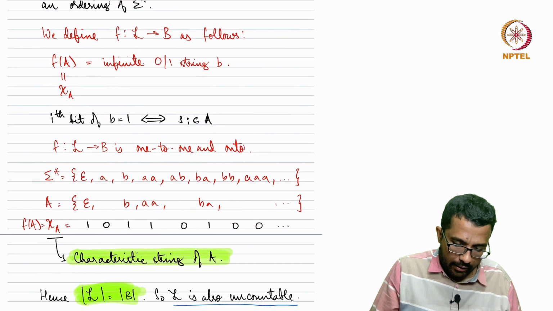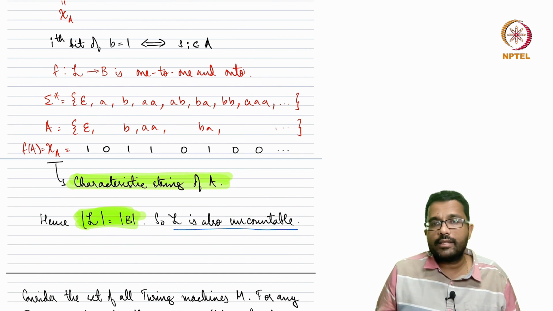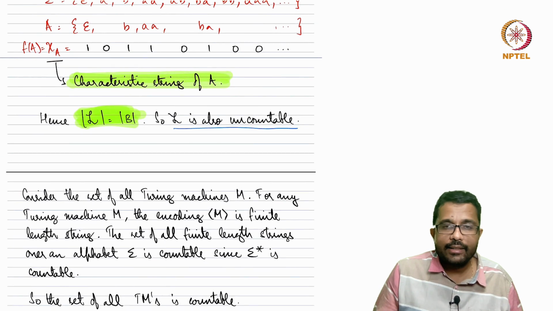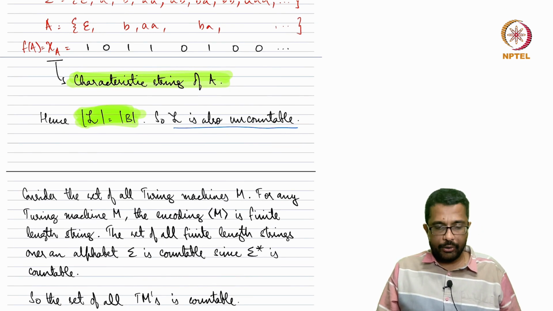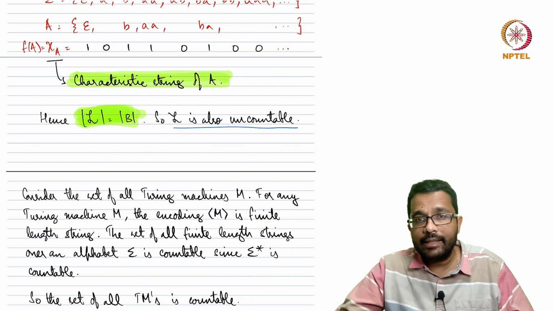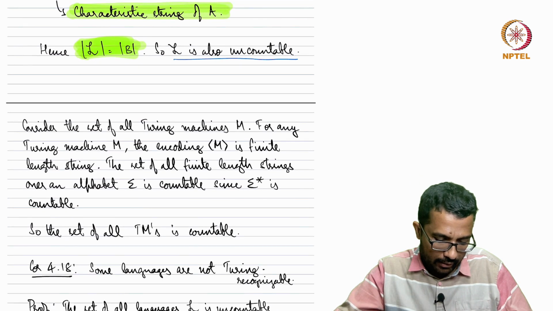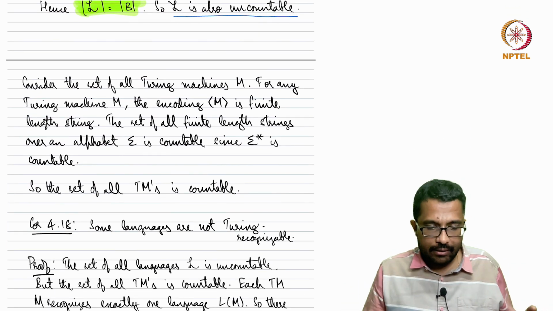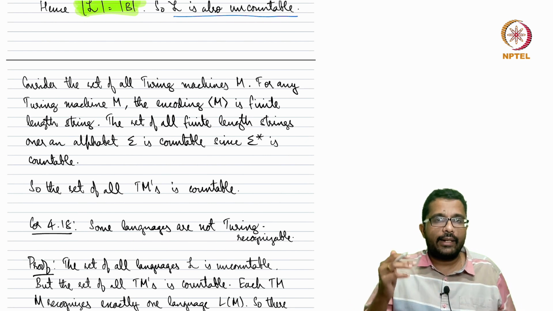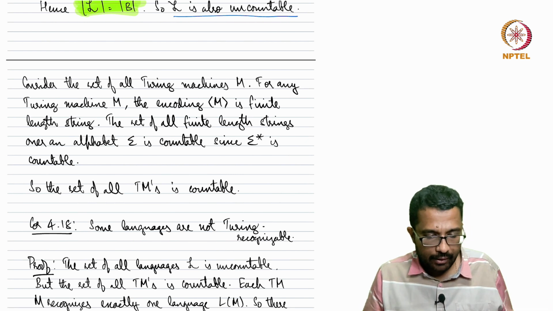Now, the fact that the set of all languages is uncountable is going to be used to show that there are undecidable languages. Right? We are not going to show that a specific language is undecidable, but this will imply that there are undecidable languages. The proof is fairly simple, but it is not constructive, in the sense that it is not directly going to tell us which language is undecidable, but it is very simple.